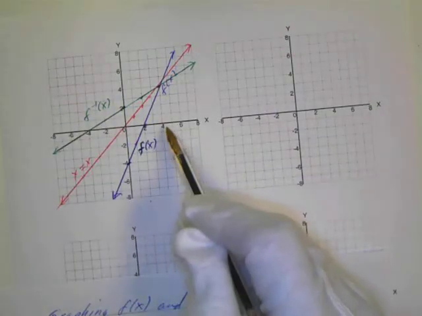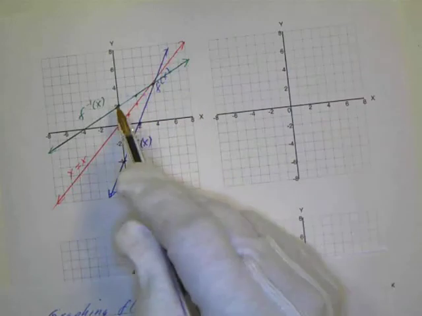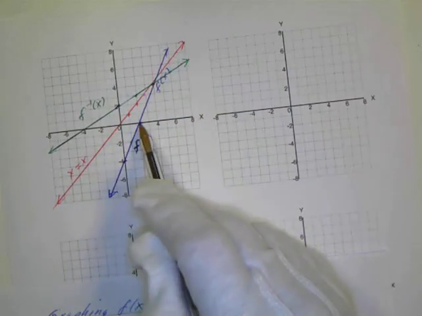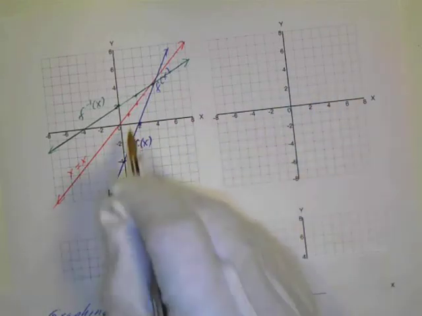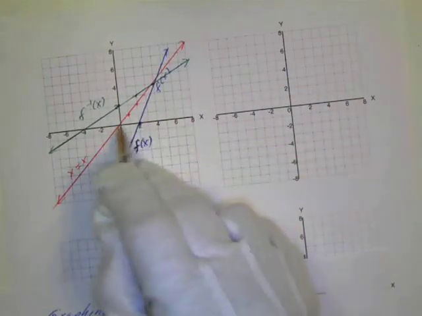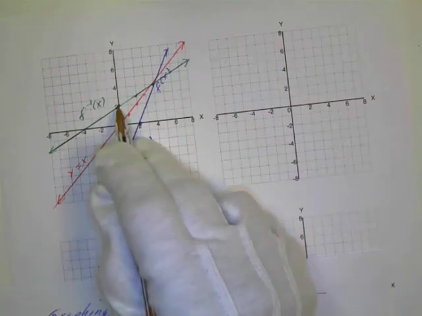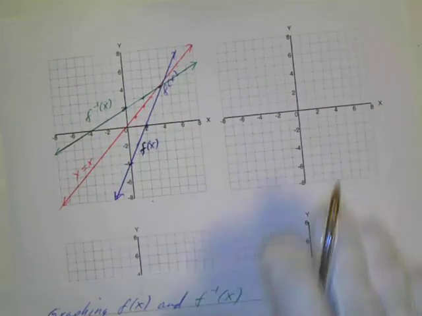Then we can see that these are symmetrical. In other words, if I've got this point over here, which is the point 0, 2, I have the point 2, 0. And we know that that's the way the inverse functions work. If 2, 0 is on f of x, then 0, 2, just reverse those, is on f inverse of x. So they're symmetrical to this line. That's always going to work out.